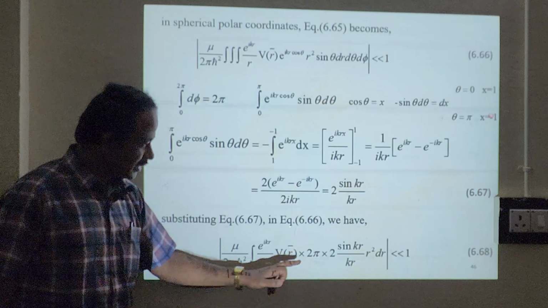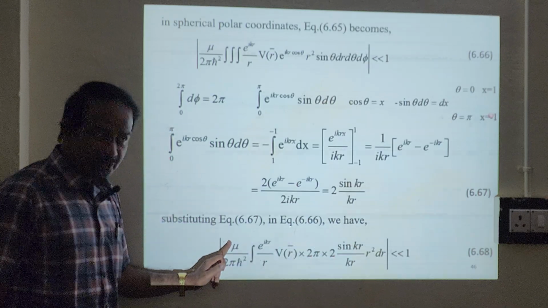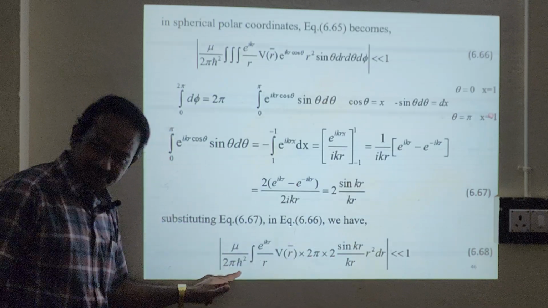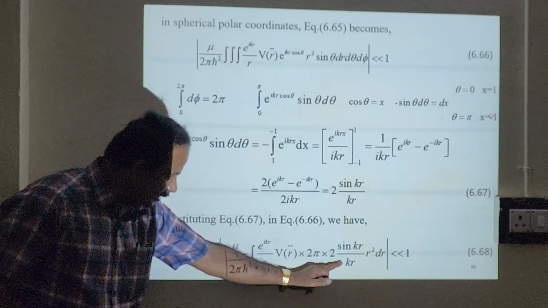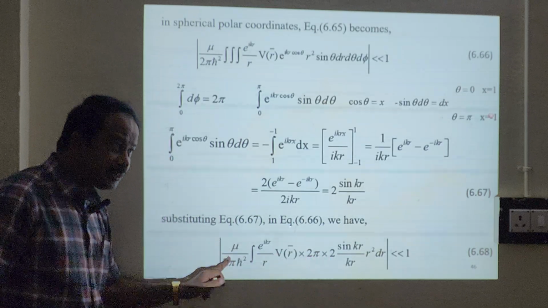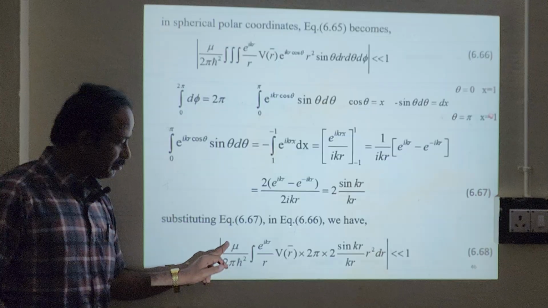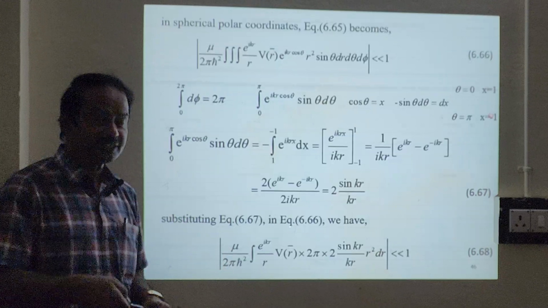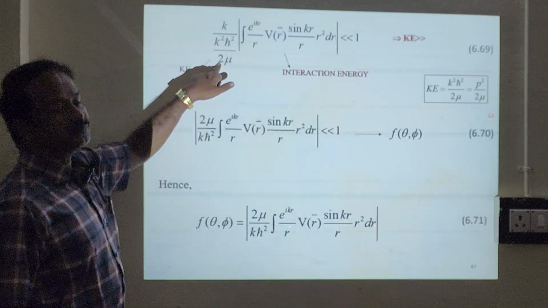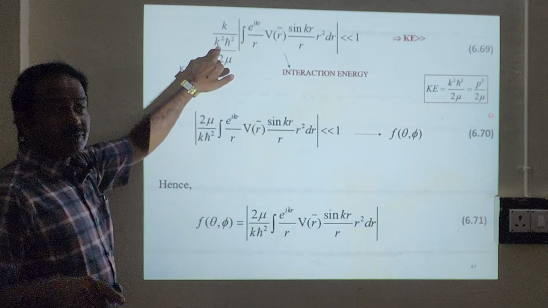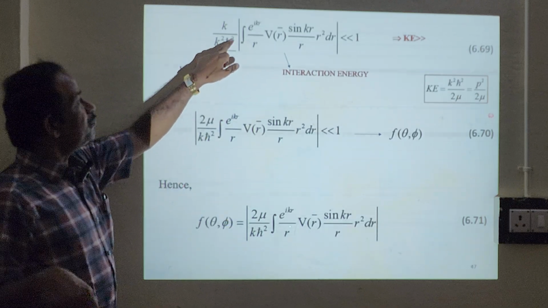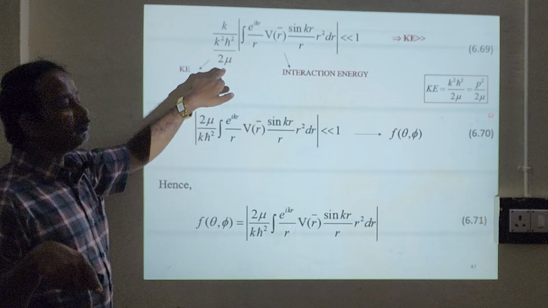Second one will be 2 mu. I can bring this 2 mu down, which becomes h bar square divided by 2 mu. This k I have brought here and multiplied and divided by k. So that will give me k divided by k square, h bar square divided by 2 mu. Is it okay? And we know already p equals h bar k, so this can be replaced by p squared by 2 mu.